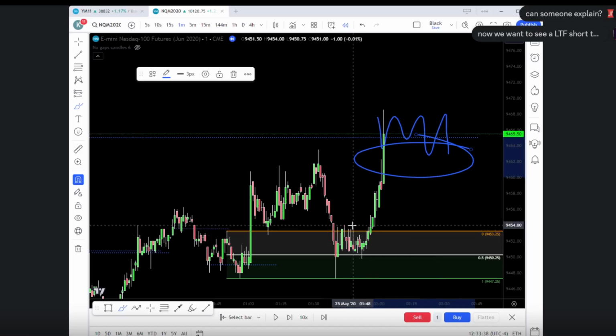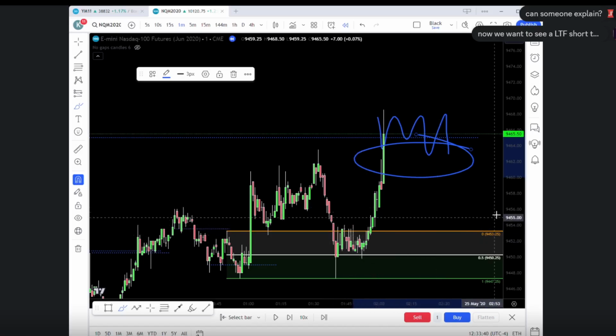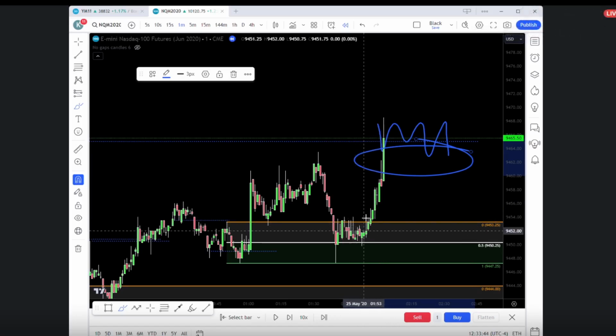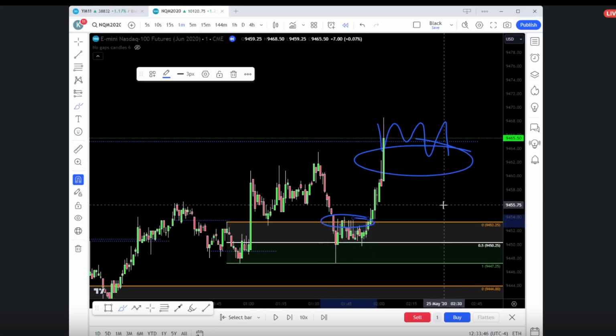That's sort of market structure. If the bears have enough presence, what do you get? You get failure to close above accumulation.